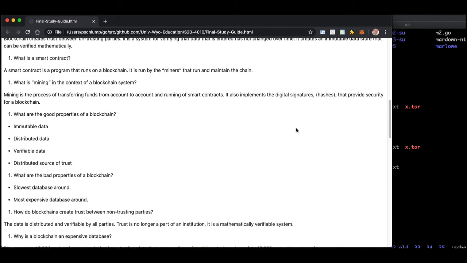The distribution of sources of trust. Why do we trust that a blockchain actually has accurate data in it? What property does it have that gives it that? And, the other properties of a blockchain.